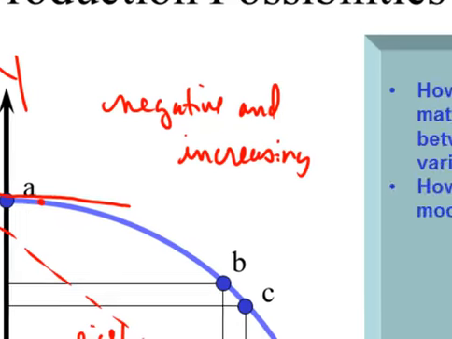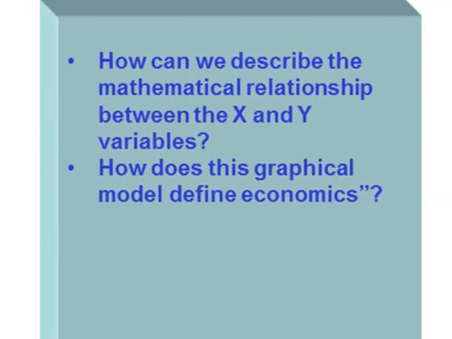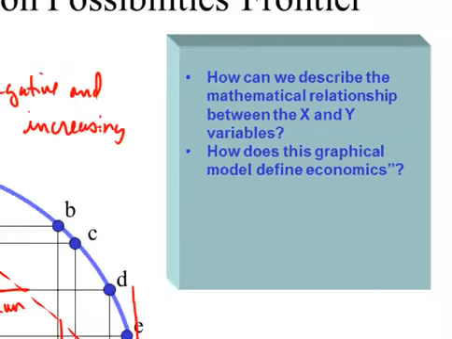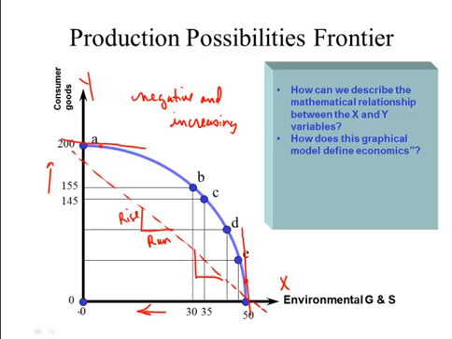Again, just to review here, how does this graphical model define economics? Well, scarce resources, which is represented by the fact that I cannot produce anywhere outside of the production possibilities curve, like a point like X, because I've only got resources that allow me to get to the points on the blue line. That's the scarce resources part of the definition, and the unlimited wants, desires, and needs, and the fact that I have to make a choice is represented by the negative relationship between the x and the y variable.